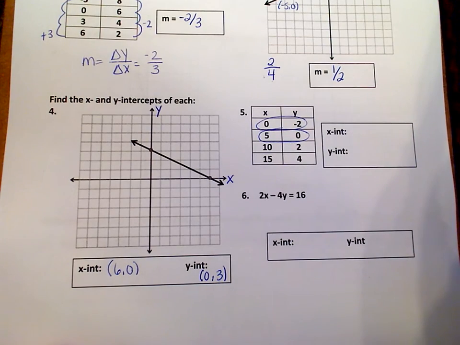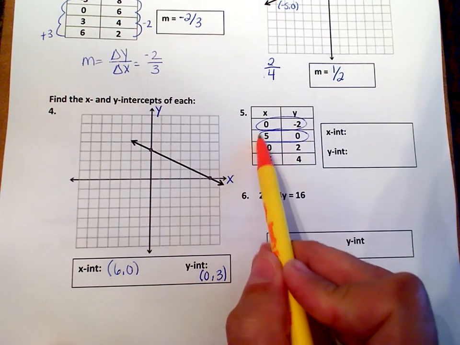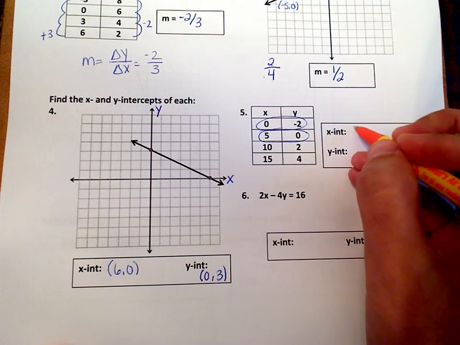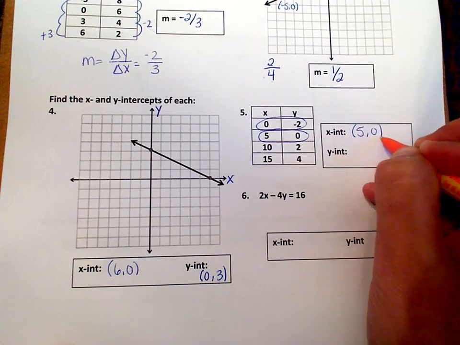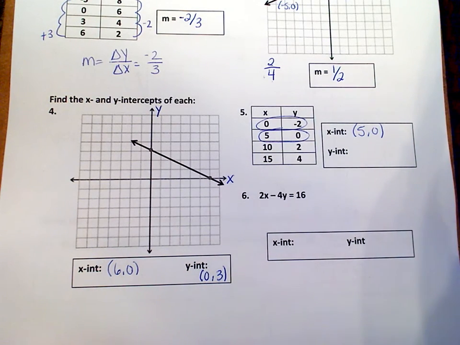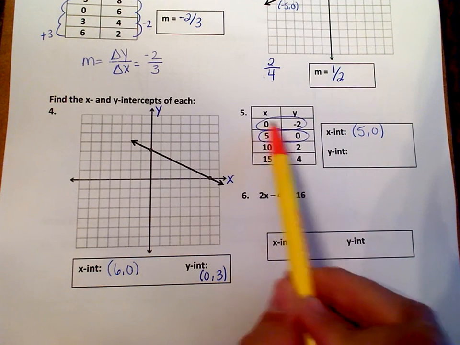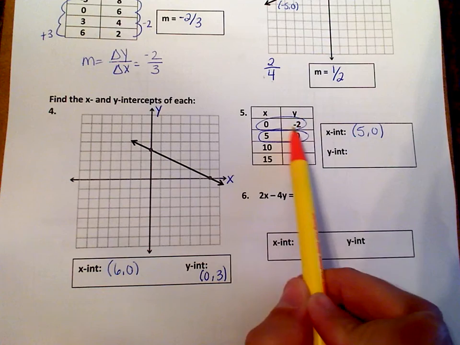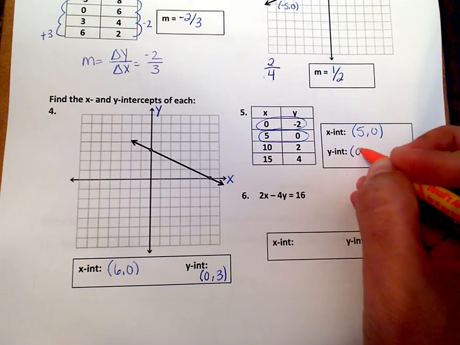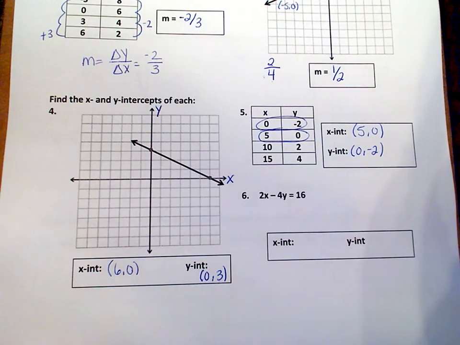The important part is to know which one is which. This has the value in the x spot, so that is the x-intercept. And by value, I mean non-zero value is what I'm talking about. So for the y-intercept, the non-zero number is in the y spot. So that's going to be (0, -2).